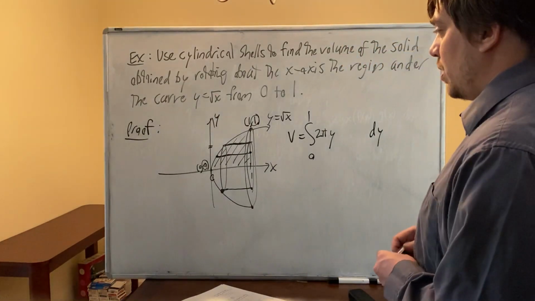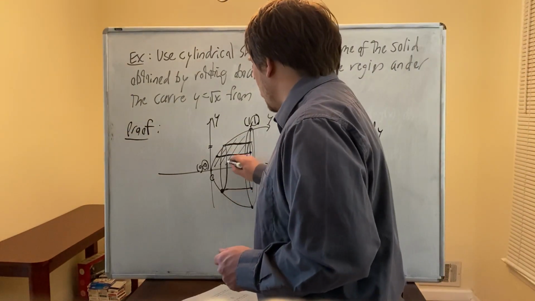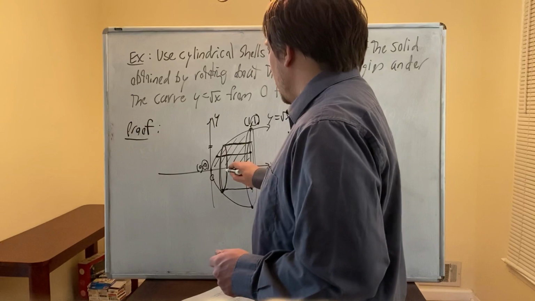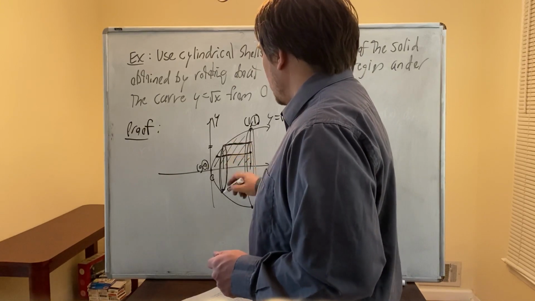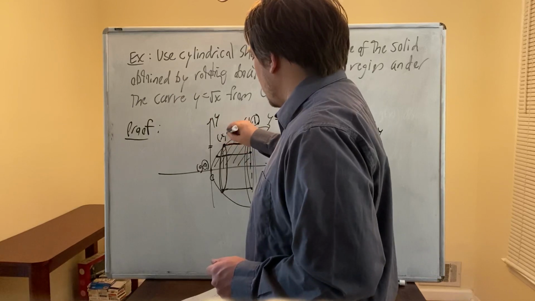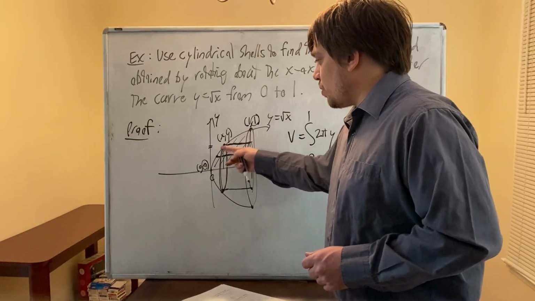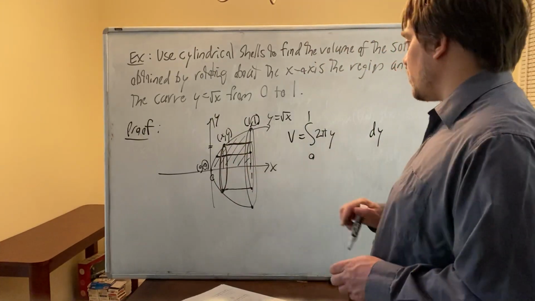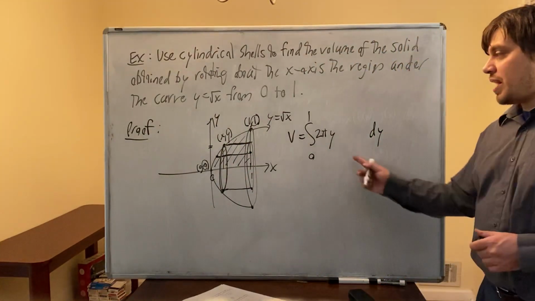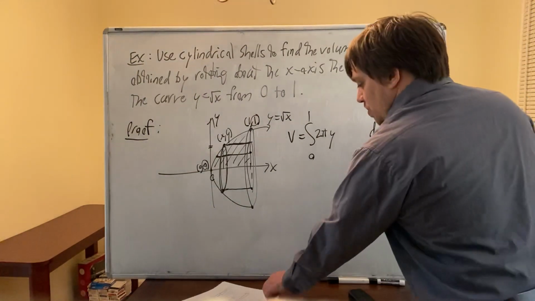And so the reason why it's 2 pi y is because you look at the circumference of this circle, right? The radius of the circle is the height of a point on the graph. This point is coordinates x comma y. The height of the point is y, and that's the radius. So 2 pi y is the circumference, right? Before when we had 2 pi x, that was an integral with respect to x. Now it's with respect to y.